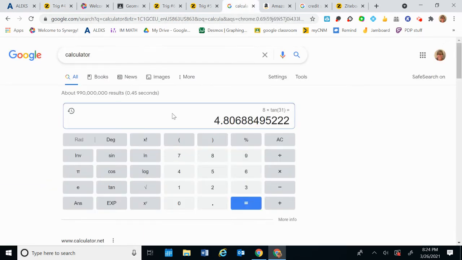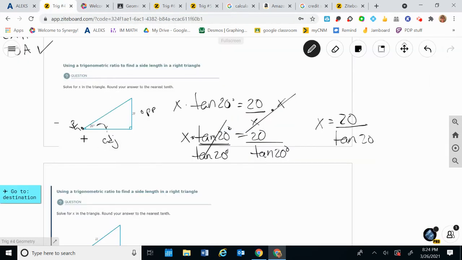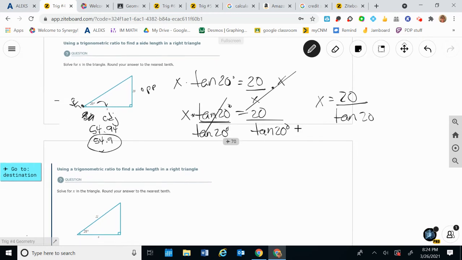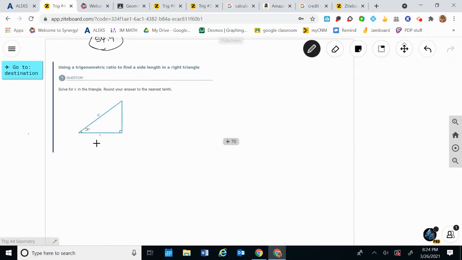So when you go to your calculator, you're going to go 20 divided by tangent 20 equals 54.94. Okay, and that is the length of the side. Ooh, it says 54.94. So it's 54.9 to round to the nearest tenth. Okay. All right, I think I did one more just because.